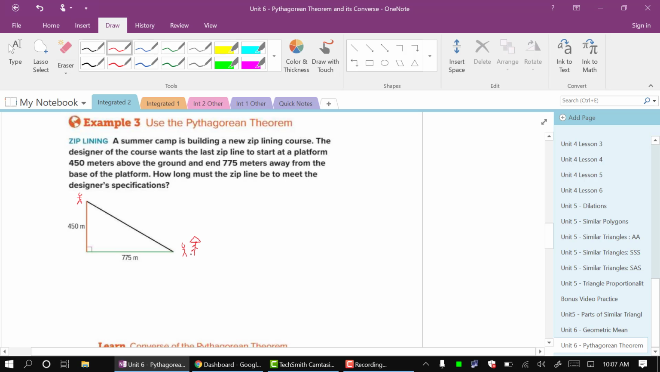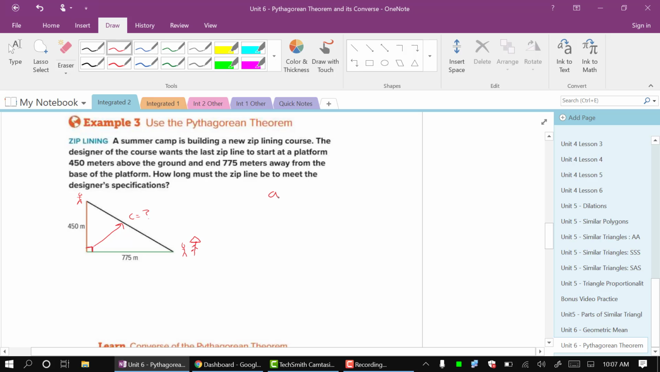Very pretty tree. That's 775 meters away. So how long did I go down the zipline course in order for me to be 775 meters away? This is my right angle right here. Since this is my right angle, opposite this is going to be my hypotenuse. So right here, this is my C value. This is my unknown in this problem.